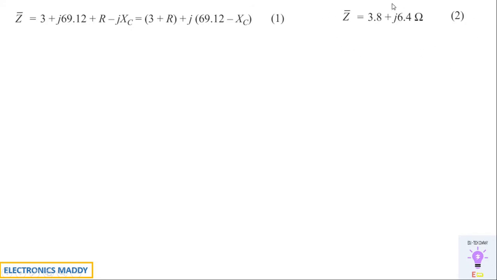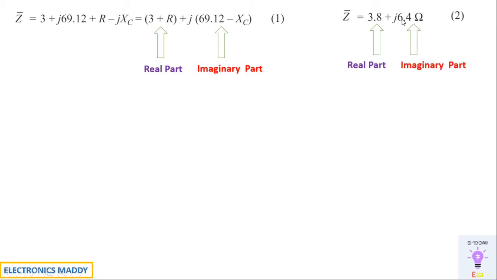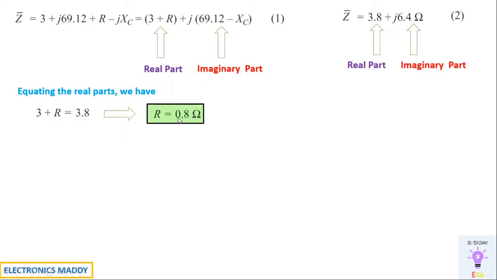One of the most common observations here is this is the real part, this is the imaginary part. So how do we find the resistance value? The LHS value in both is Z bar, so we can equate the real parts and we can equate the imaginary parts. Equating the real parts, we get the resistance value: 3 plus R is equal to 3.8, so you'll get the value of R equal to 0.8 ohms. Now equating the imaginary parts, we can find the value of Xc, isn't it?